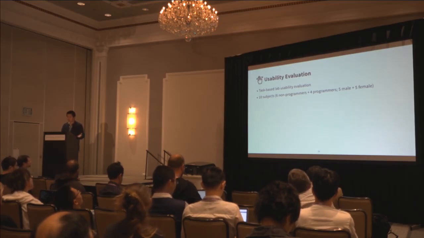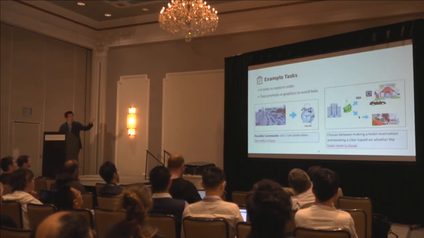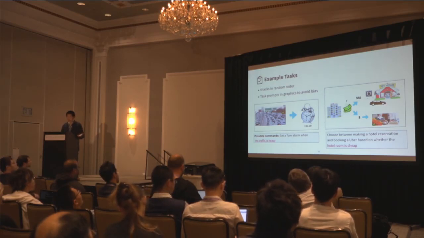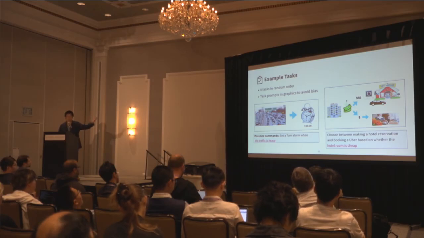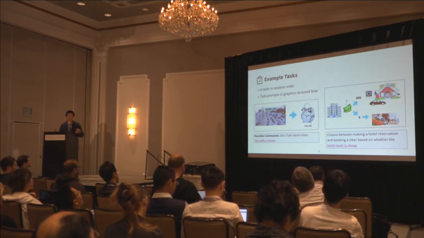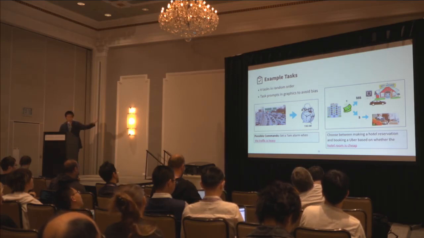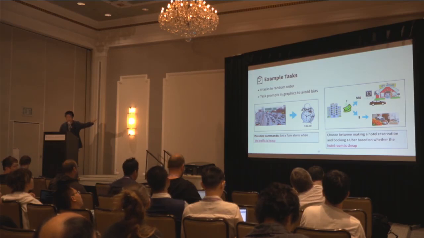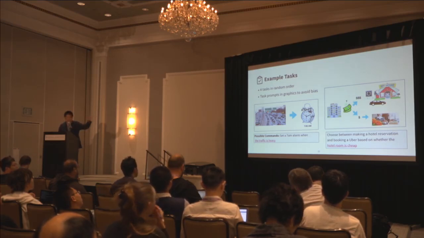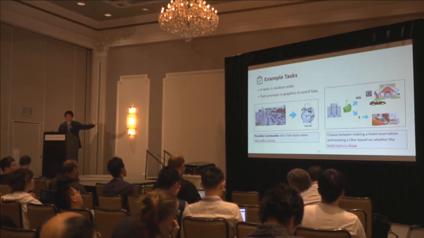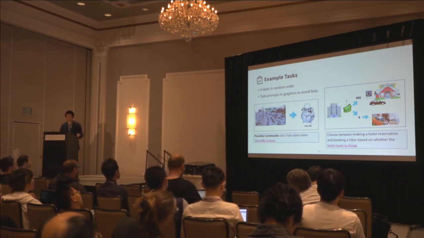We had 10 users, including both programmers and non-programmers. We gave each of them 4 tasks in random order, and in each task, they teach the agent an automation rule with a condition, as well as the associated value queries and actions. To avoid bias in the language, we represent the task prompt in graphics. Here are 2 examples and some possible natural language instructions for those examples.